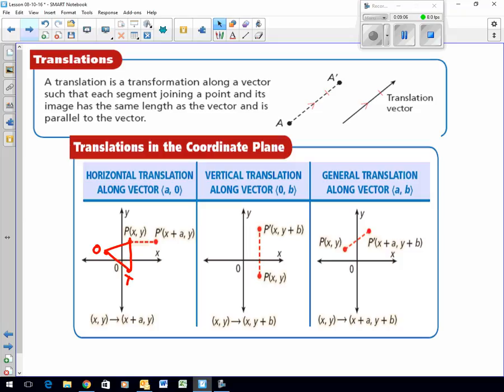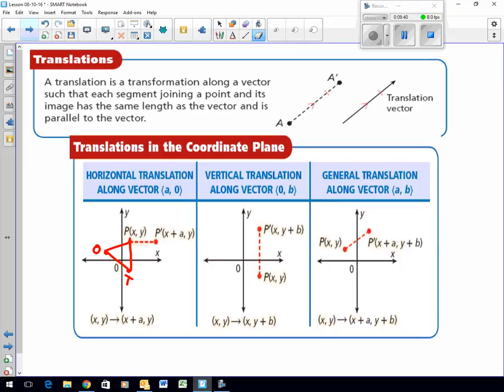I can do the same thing with a vertical translation. Take my x values, keep them the same, and my y values, move them up and down. Then it gets really fun: I move them left, right, and up and down. This is the one that you're going to see most commonly, and that's the one we worked yesterday. There's just a little bit more notes to it today.